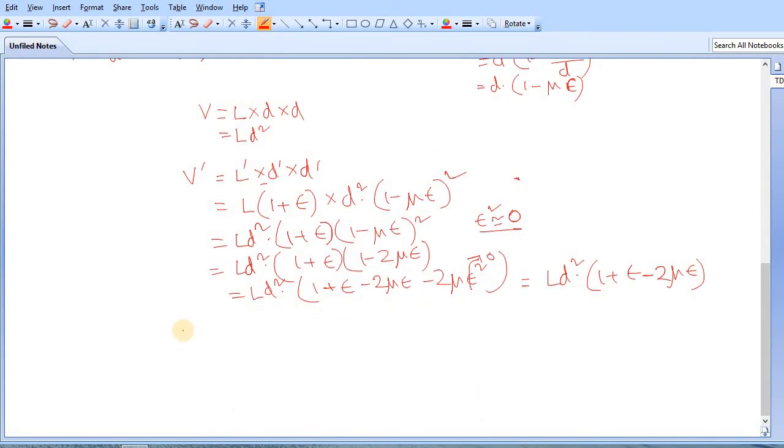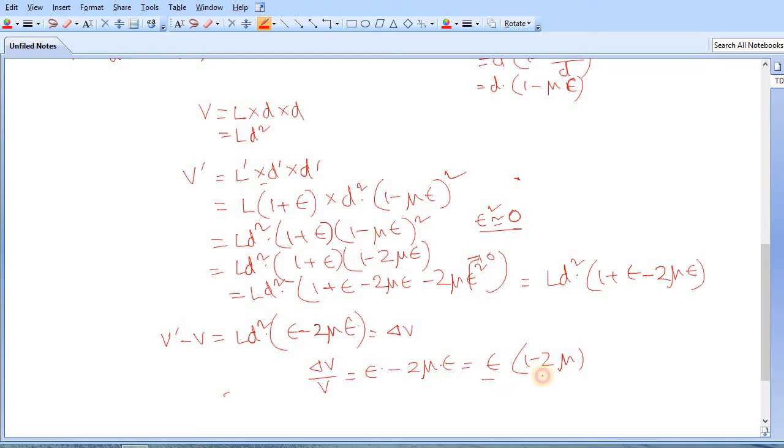So change in volume is V dash minus V, so it comes as L d square (epsilon minus 2 mu epsilon). Again, if we want to calculate the unit volume change, we can simply divide this volume change by its original volume. So delta V by V comes as epsilon minus 2 mu epsilon, or epsilon (1 minus 2 mu). This is your unit volume change due to the applied tensile stress in one direction.